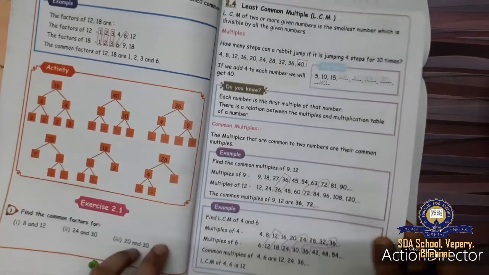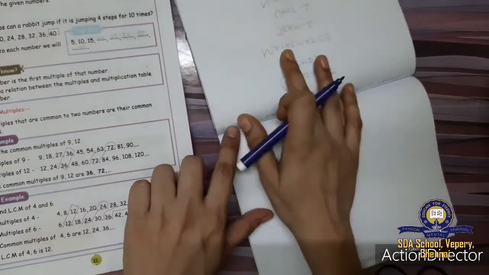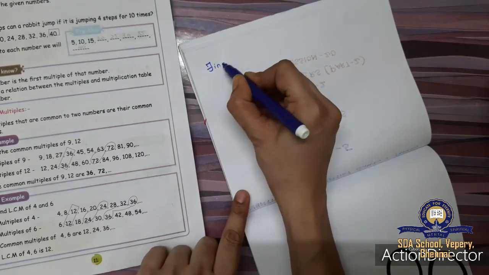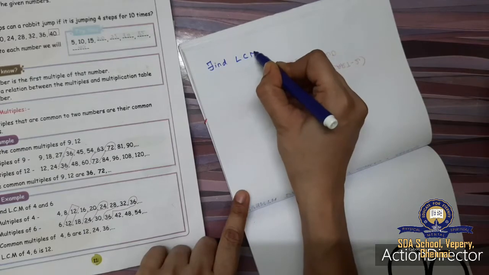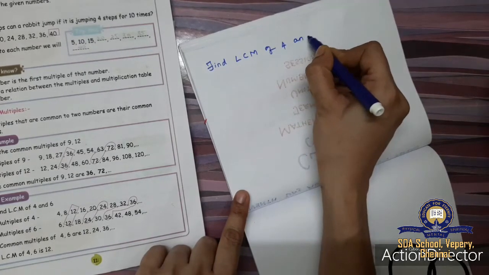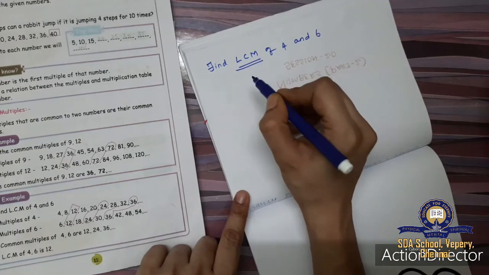Now we shall do one small example so you can understand. Find the LCM of 4 and 6. LCM means least common multiple.